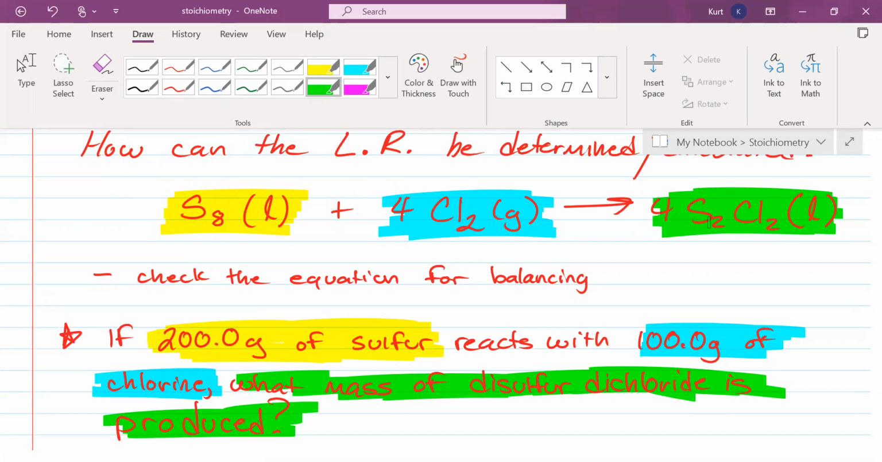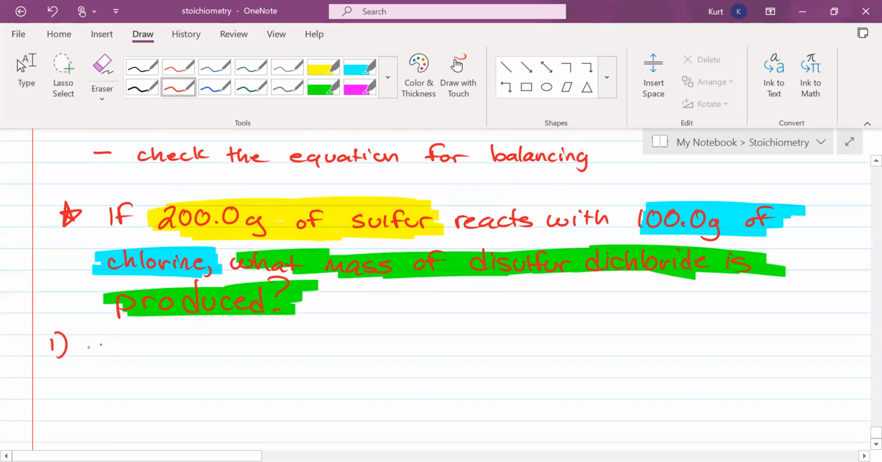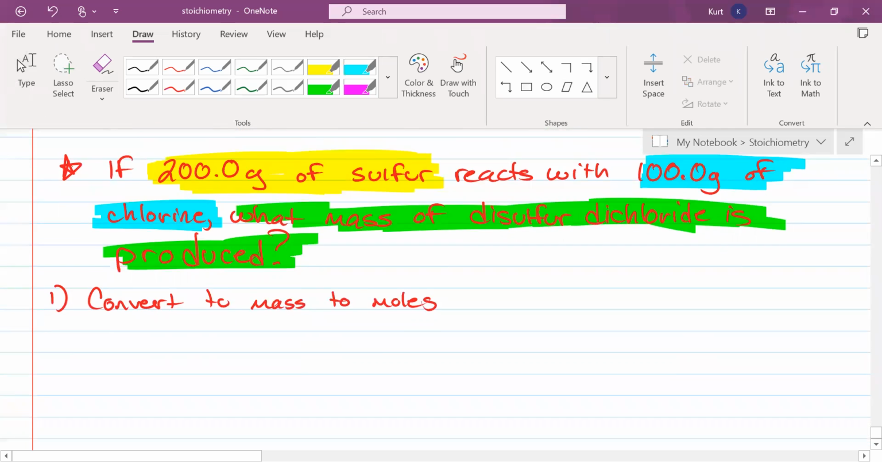Okay, guys, you ready? I'm going to give you the keys to the castle. This is how you do it. If this step is already done for you, then you can skip it. But the first thing you need to do, step 1, convert mass to moles. What conversion will you need for that? You will need the molar mass of each substance. That is correct. So you will need the molar masses.